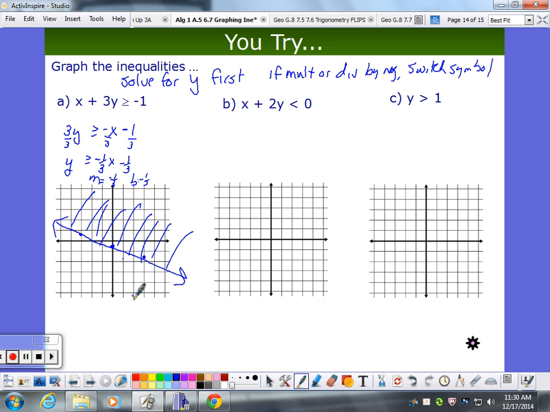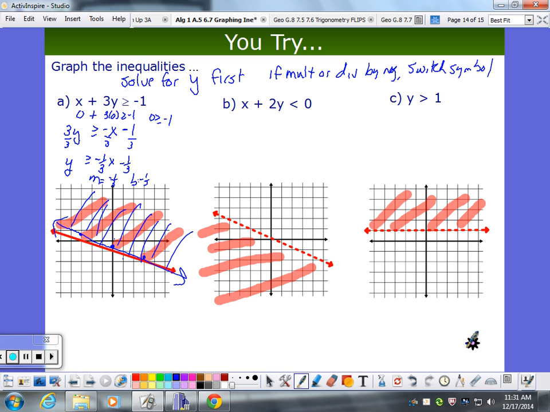What was the other way to figure out where you shade? Pick a test point. If 0, 0 is not on the line, try it. So I'm going to just plug it over here. So that says 0 bigger than negative 1. Is 0, 0 a solution? 0 bigger than negative 1? Yes. Cool. Done. All right, some of us have finished this whole thing. What do you think?